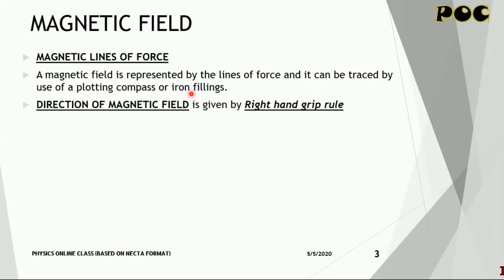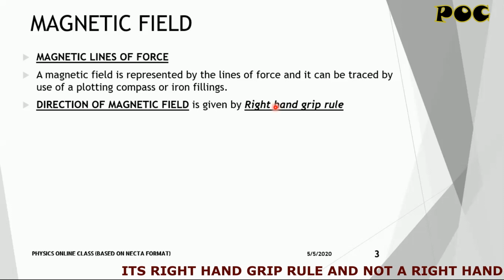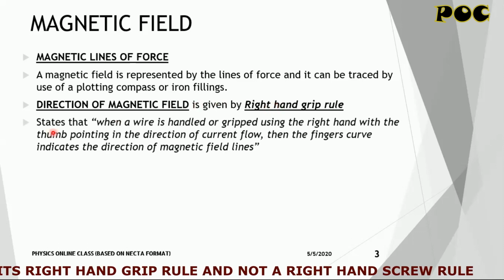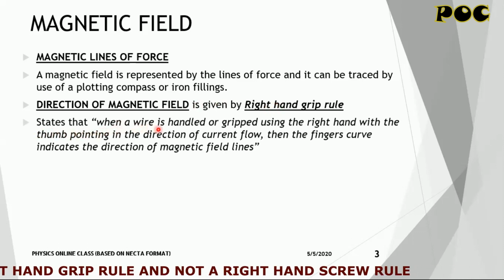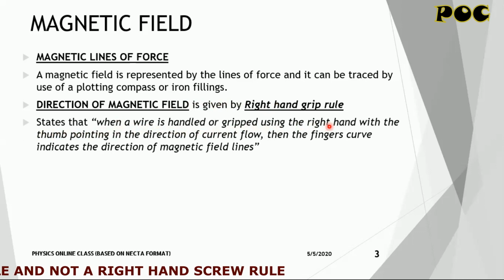Now, the direction of the magnetic field is given by the right-hand grip rule, or sometimes we use a screw rule. But in this session, we are going to discuss the right-hand screw rule alone. The right-hand screw rule states that when a wire is held or gripped using the right hand with the thumb pointing in the direction of the current flow, then the curl of the fingers indicates the direction of the magnetic field.